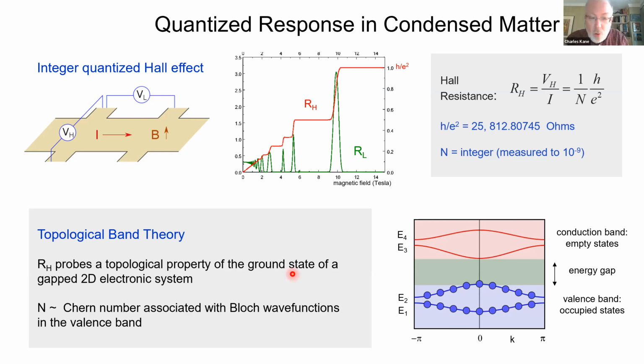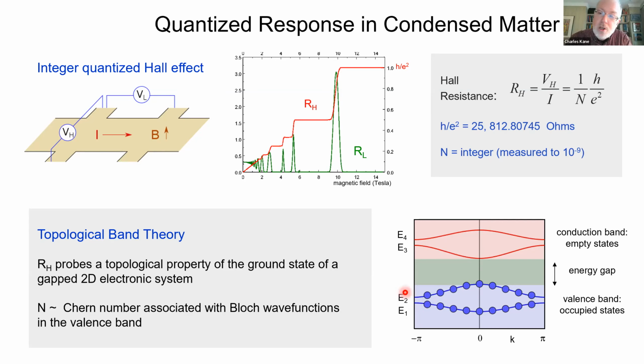Now, one of the themes that's emerged over the last 20 years is that there are many more versions of this type of phenomenon that can happen. Particularly when there are symmetries, one gets a much richer topological classification. And that led to the discovery of topological insulators and a number of other things.